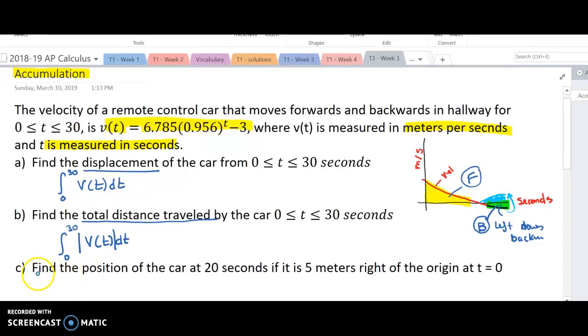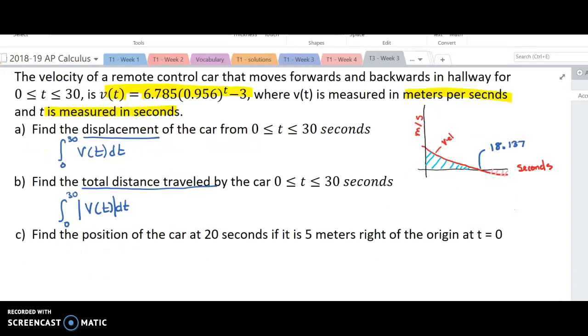And the last problem, we're asked to find the position of the car at a particular time, 20 seconds. And so who knows where 20 seconds is on our graph? Some work with the graphing calculator shows the velocity is 0 at 18.137 seconds. So that means for the first 18.137 seconds, we go forward. And then for just a little bit of time, we go backwards. And so our displacement will be the integral from 0 to 20 of v(t) dt.